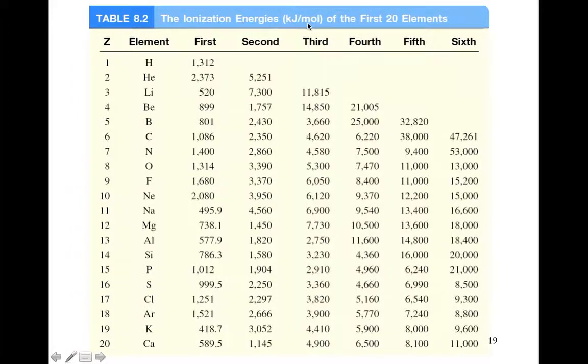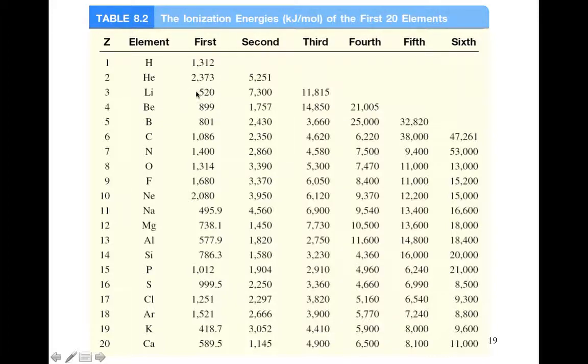So here are some elements you can look at. Bear in mind, this is kilojoules per mole. This is a lot of energy we're talking about here. If you want to take an electron from a metal like potassium or calcium, they are kind of electron givers anyway, so they're cool with it. 400 kilojoules, sure, have the electron. 500 kilojoules, sure, have the electron. Lithium, metal, 500 kilojoules, sure, have the electron.